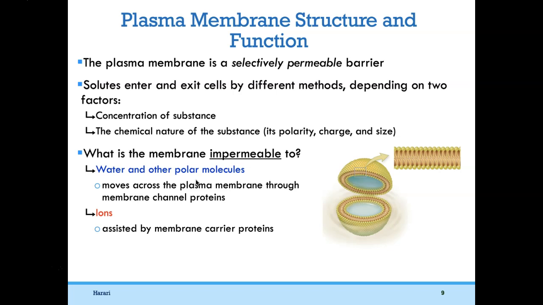Ions, which are charged atoms, need to be assisted by carrier proteins in the cell. So ions, which are charged, cannot get through the membrane by themselves either. And if you're a large molecule, unfortunately, you cannot just diffuse through this bilayer. You need to enter or exit the cell via bulk transport in vesicles. And we'll talk about that last.